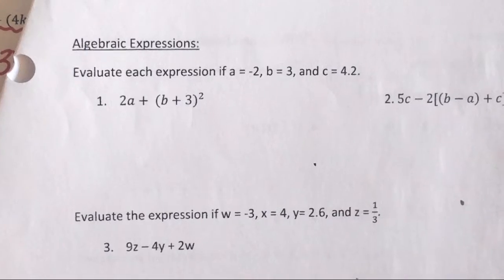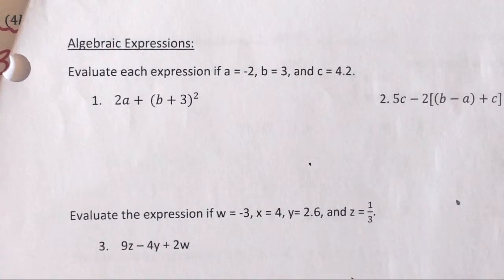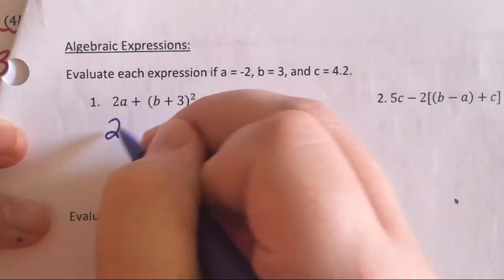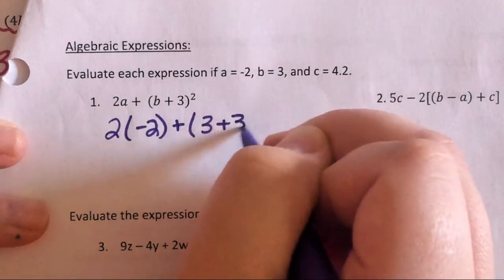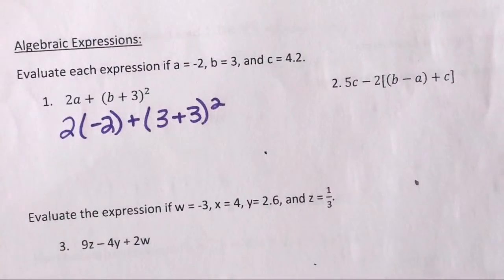So on number 1, everywhere I see an A, I'm supposed to put a -2. B is 3. But here comes the real trick of, does Cassidy actually know her order of operations? What was that acronym we used for order of operations? You can go ahead and have it.